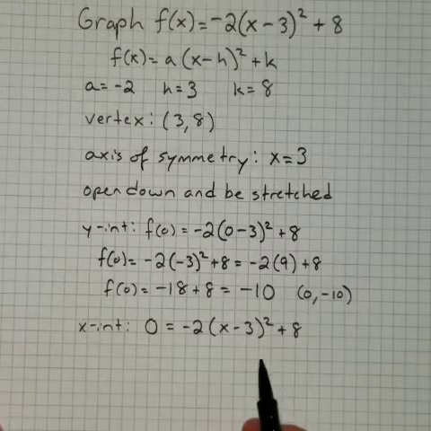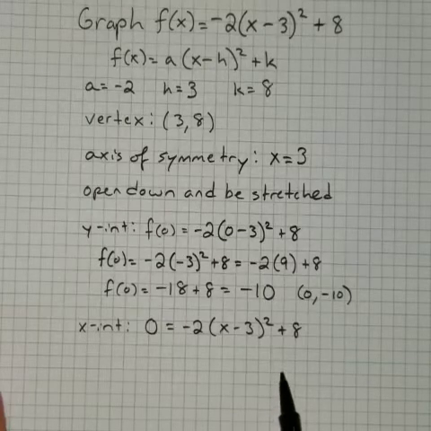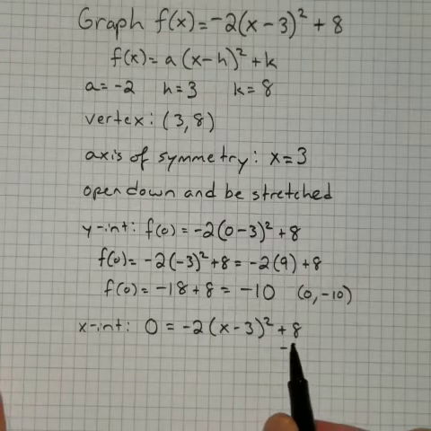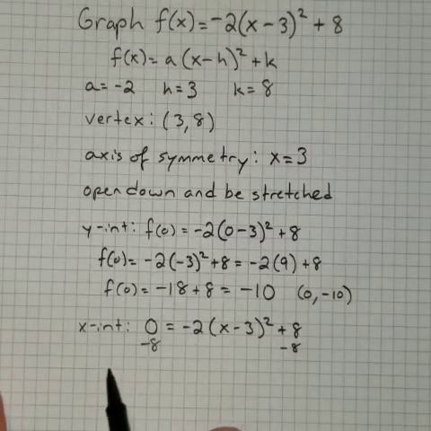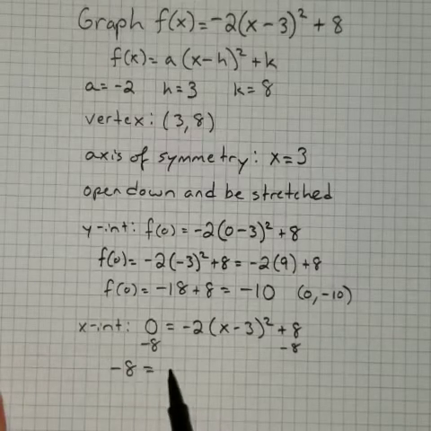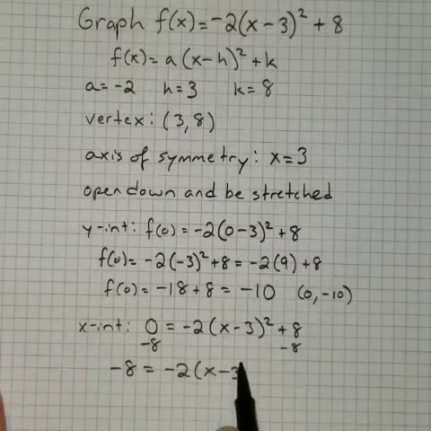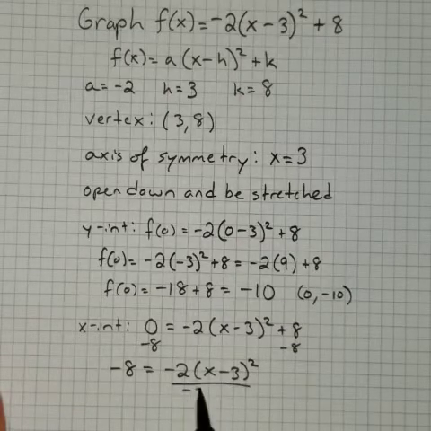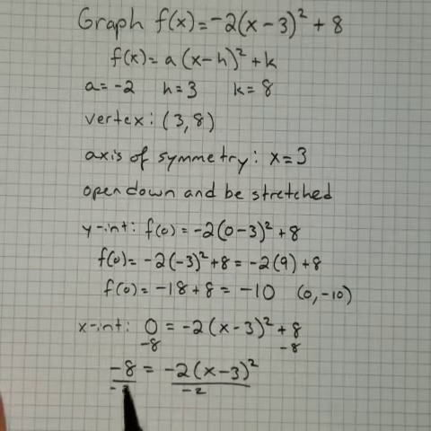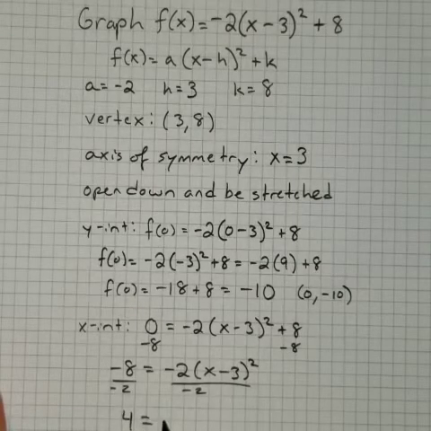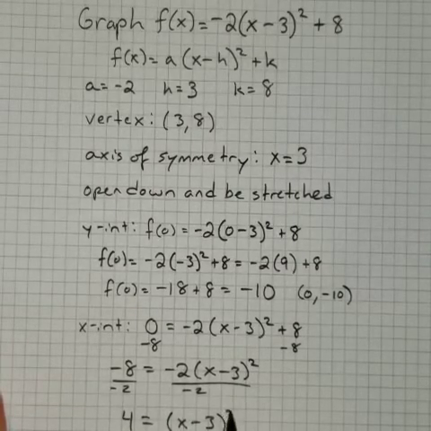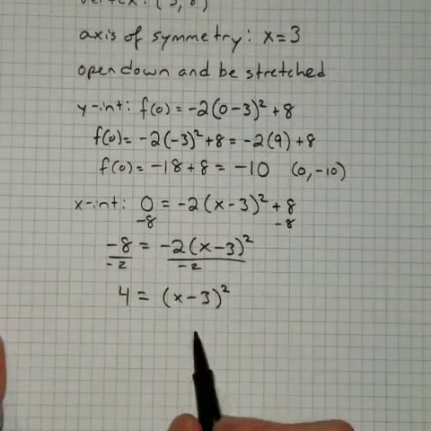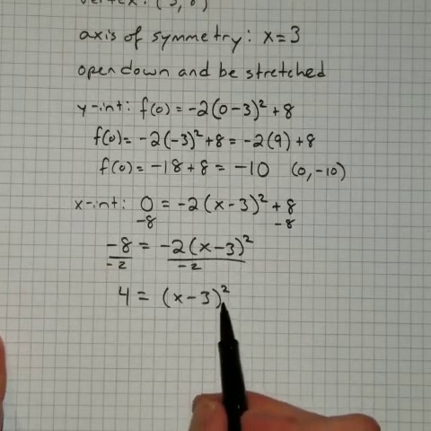To solve this, I'm going to use the square root property. I've got to isolate the quantity squared. So I'm going to subtract an 8 from both sides. I get negative 8 equals negative 2 times the quantity squared. Get rid of the negative 2, it's multiplied, so I've got to divide it out on both sides. That gives me 4 equals x minus 3 squared. Then I have to use the square root property.